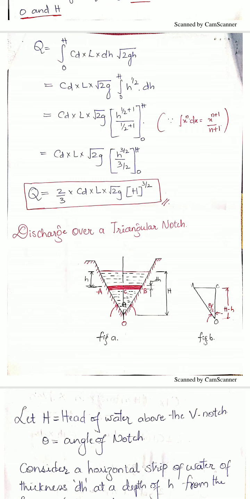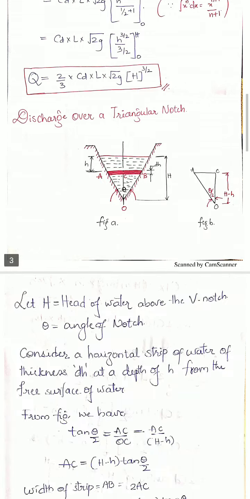So the same is applied here, and we finally come to the equation CD into L into square root of 2g, and as we integrated the terms we get h to the power 3 by 2 divided by 3 by 2, integrated from 0 to H. So finally the equation becomes Q equals 2 by 3 into CD into L into square root of 2g into H to the power 3 by 2. So this is the general equation.